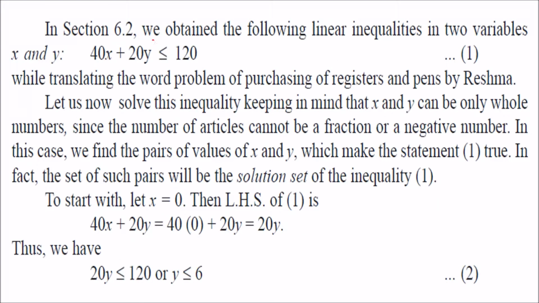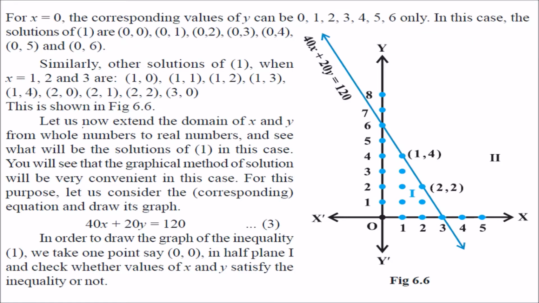We have seen earlier this inequality related to Reshma buying register and pen. So this is an inequality, and how are we going to solve it? Let us see the solution set first of all. Place x equal to 0. When we place x equal to 0, this will be 20y. So 20y is less than 120. That means y is less than or equal to 6.